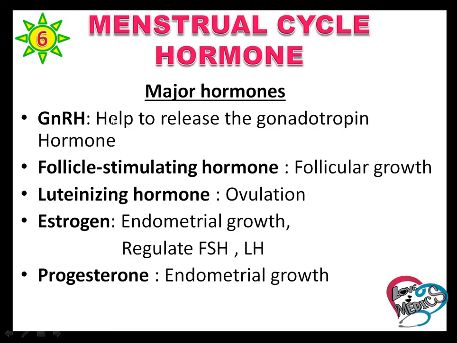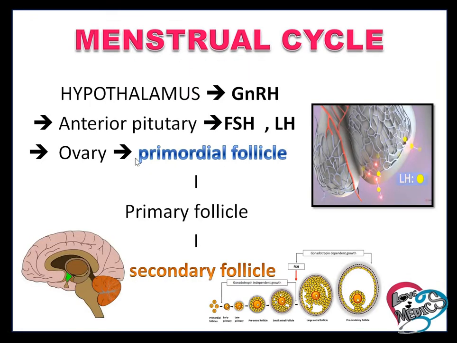Menstrual cycle hormones. The major hormone is gonadotropin releasing hormone. It helps to release the gonadotropin hormones. The gonadotropin hormones are FSH, that is follicle stimulating hormone, and LH. These two hormones are called gonadotropin hormones, and they are released due to the production of gonadotropin releasing hormone. Follicle stimulating hormone regulates the growth of follicles, and luteinizing hormone regulates ovulation. Estrogen regulates the endometrial growth and also regulates FSH and LH, and progesterone regulates the endometrial growth.